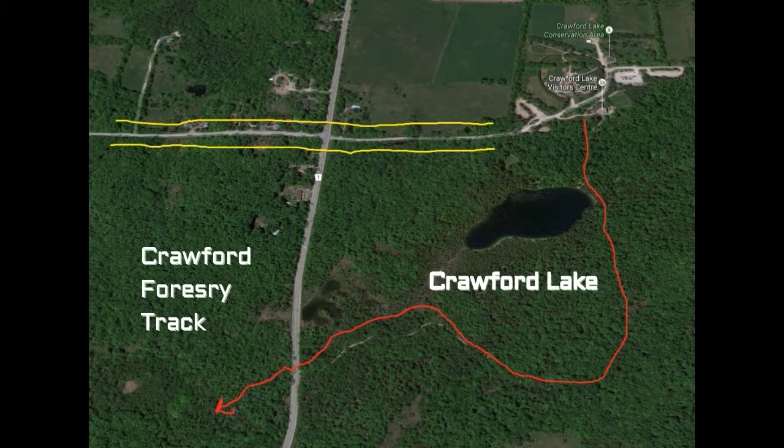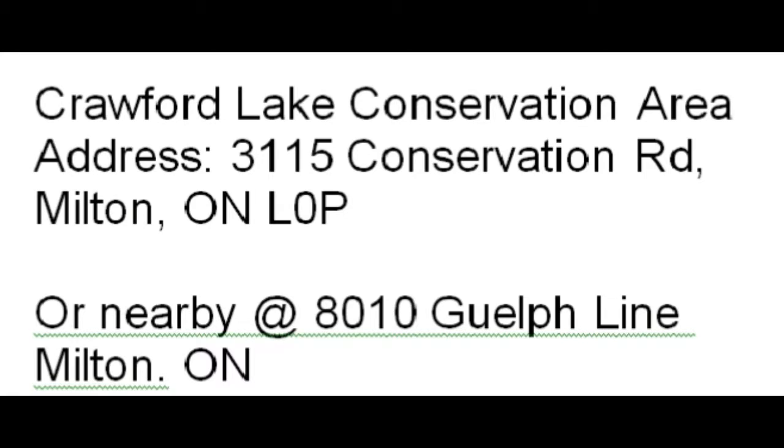So if you're like me and like to use a GPS, here is the exact civic address in order to get to the park or the conservation area. Below that is the civic address of a house that's right next to the park entrance. That might be useful in the context that Conservation Road was renamed about 5 years ago. So if your GPS is old, like mine, you might want to use the 8010 Guelph Line as a reference to get you to the park entrance. Don't go to that house, though, because that's somebody's private home.